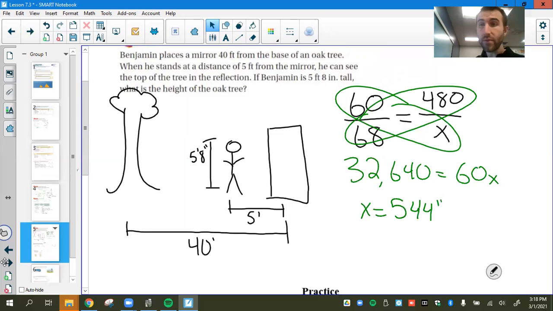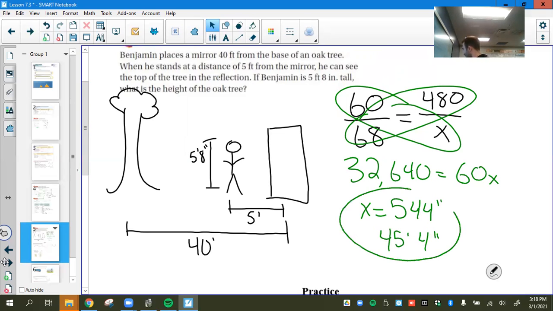Which can be your answer. If you want to convert that to feet, that's great too. It'd be 45 feet, 4 inches. And there's our answer. Okay, so we can see how we can use these proportions and set them up.